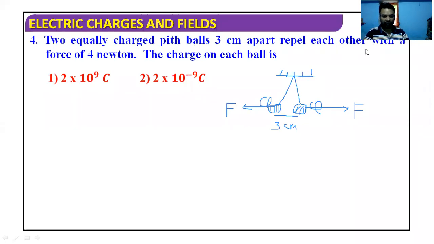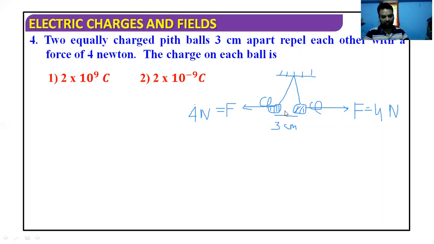They repel each other with a force of 4 Newton, and this force is given. F is equal to 4 Newton, and this again is 4 Newton. So this is the actual case. Now what we have to find out is the charge on each ball.